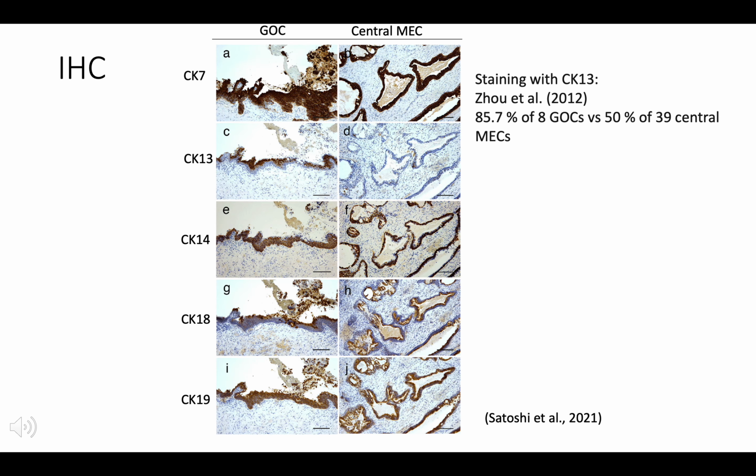What about IHC? Is there any specific thing that could differentiate GOC and central mucoepidermoid carcinoma? In a study by Satoshi et al., CK13 is strongly positive in GOC, but negative in central mucoepidermoid carcinoma. This is in concordance with Zhou et al., where 85% of GOC cases were positive for CK13, while only half of the cases of central mucoepidermoid carcinoma were positive. So CK13 could serve as a promising marker to differentiate GOC and central mucoepidermoid carcinoma when other tests are not available.